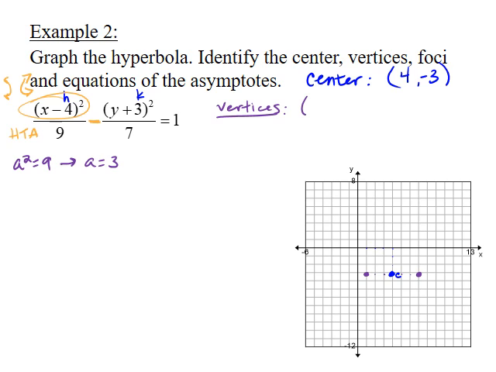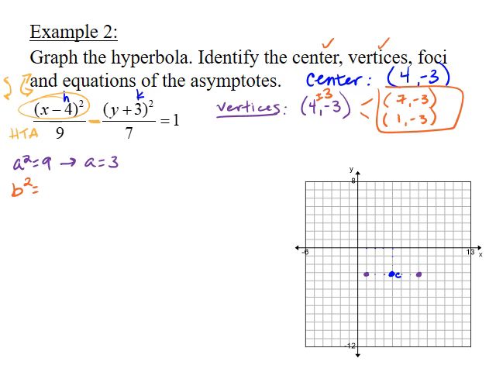So if my center is 4, negative 3, I'm going to move right and left, which is an x value. So I'm going to move right and left 3 units. So 4 plus 3 gives me 7, negative 3. And 4 minus 3 gives me 1, negative 3 for my vertices. I have my center, I have my vertices. I should go ahead and find b to make my box.